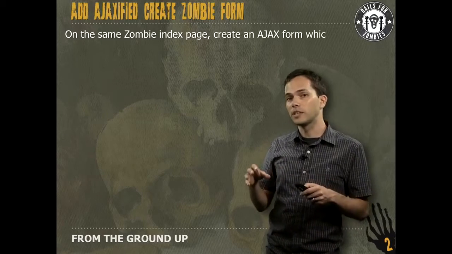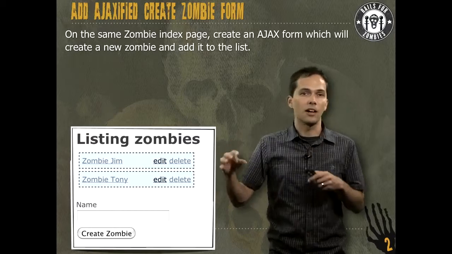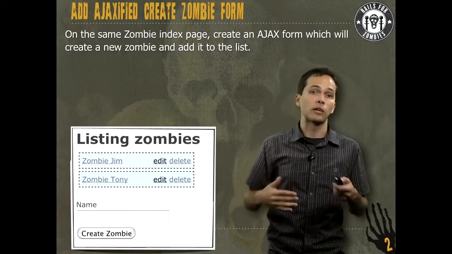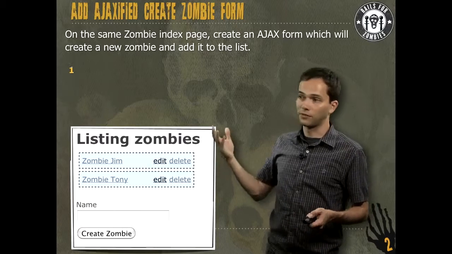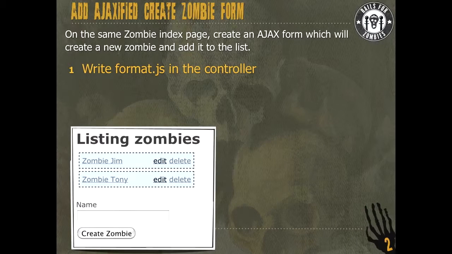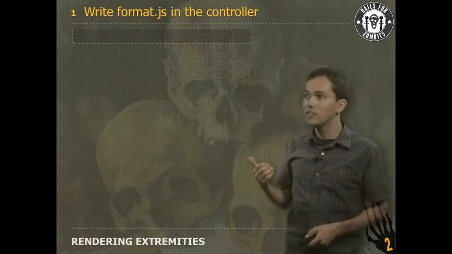Let's add a form so that when we type in a zombie name here, we can hit that Create Zombie button, and it'll automatically populate that list without refreshing the page. A couple steps involved here. We need to write format.js in the controller. Simple as that. We're going to refactor the view a little bit and then create the form. And then lastly, we're going to create the JavaScript. So let's dive into it.